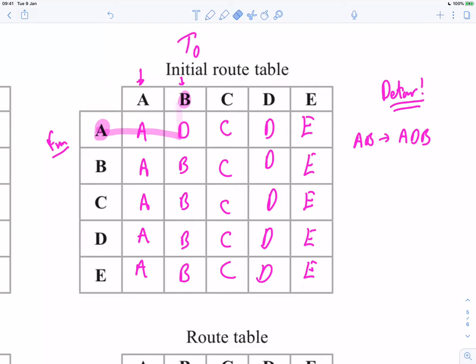So at the moment, the initial setup is there are no detours. If you want to get somewhere, you just go from A to that place or B to that. You just go from the place you are to the place you want. So at the moment, there's no detours. That's what this is saying. And we're going to have to construct the detours.